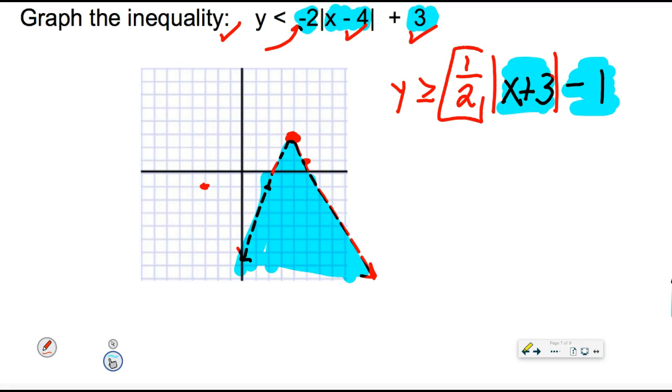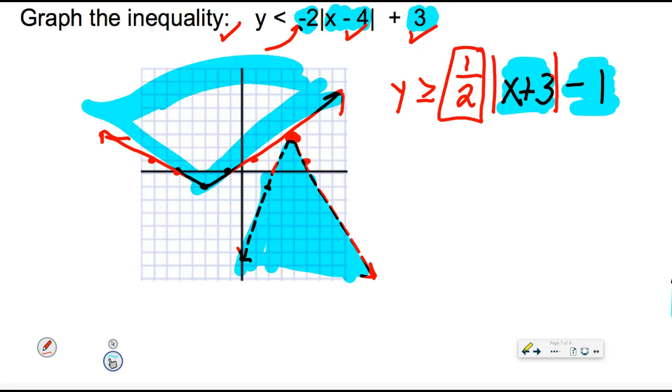This is your slope. It's going to be going this way now because it's positive. So you're going up 1/2. Notice that compression, or how fat it's getting, because that's what the half does to it, right? I'm going to do solid because of the equal to. And it says greater. So I'm going to stay above. Boom! How'd you do?